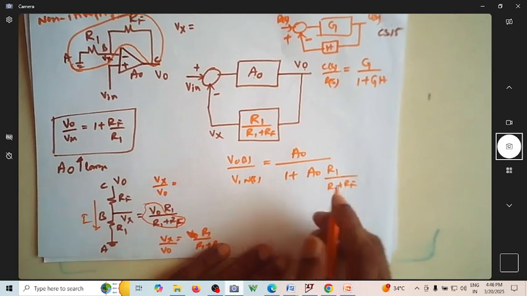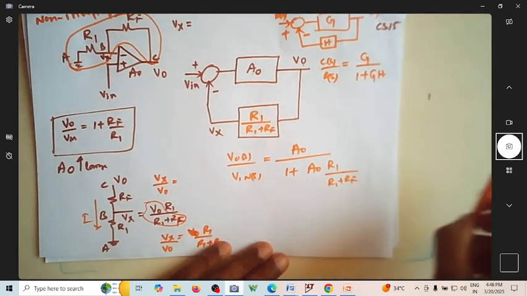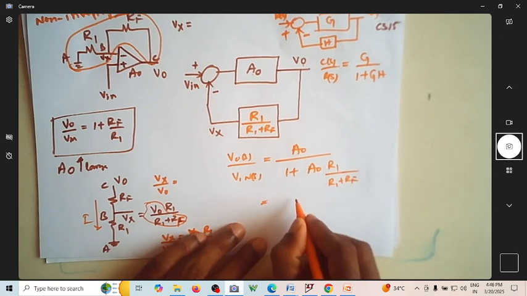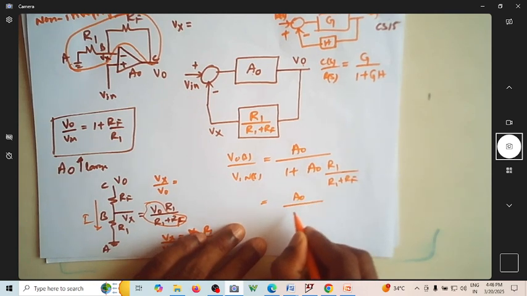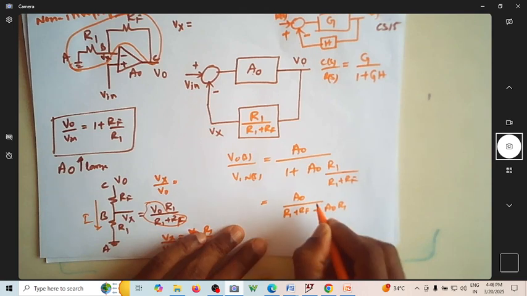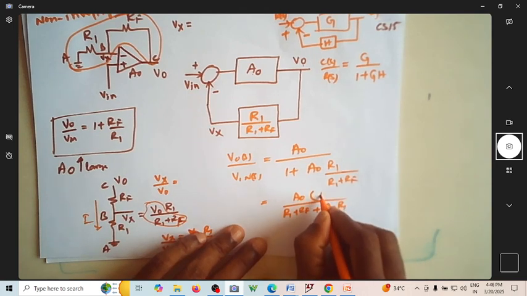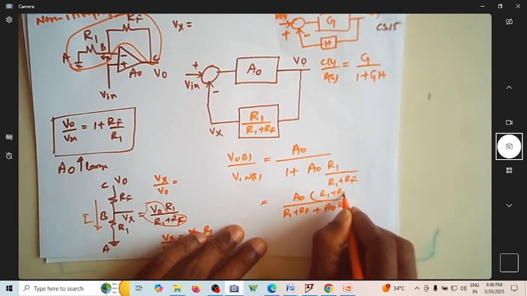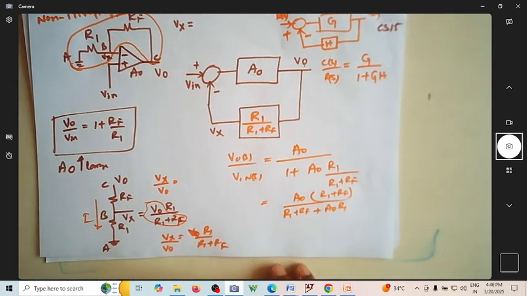So let us simplify this. I can take the LCM here. So it is A naught by R1 plus RF plus A naught into R1. This is now R1 plus RF. Correct? This I can write.